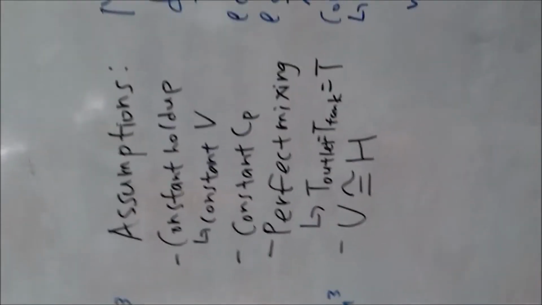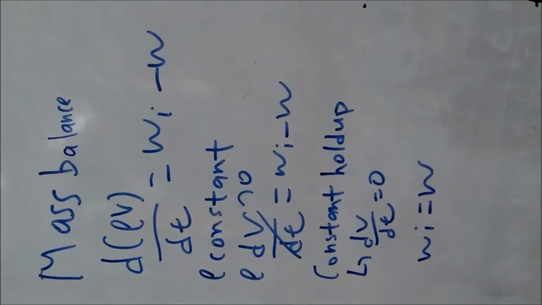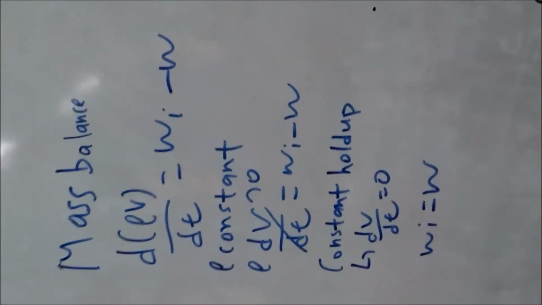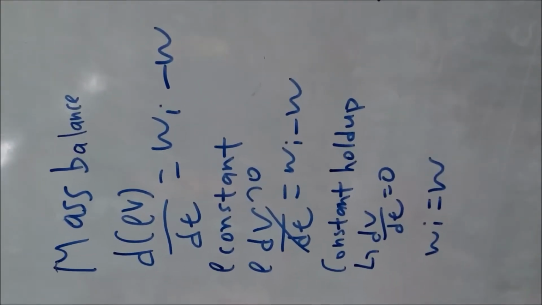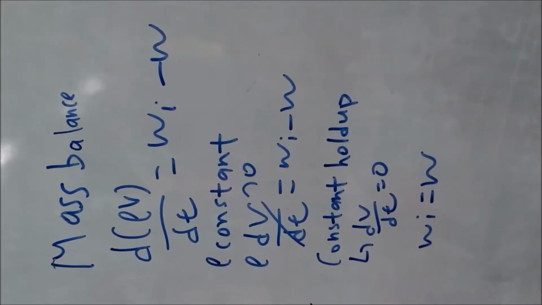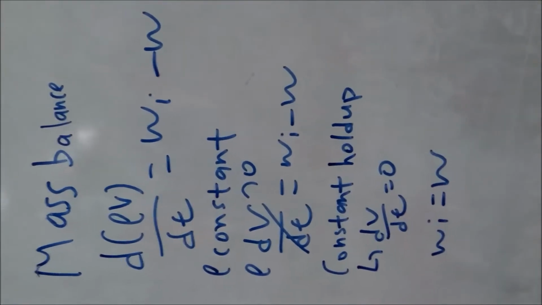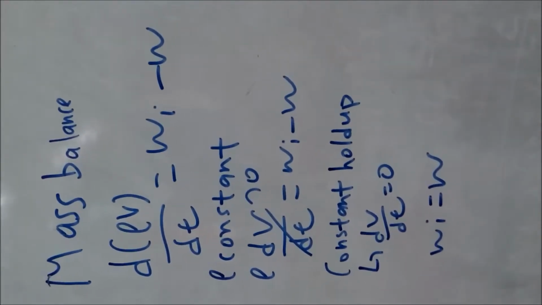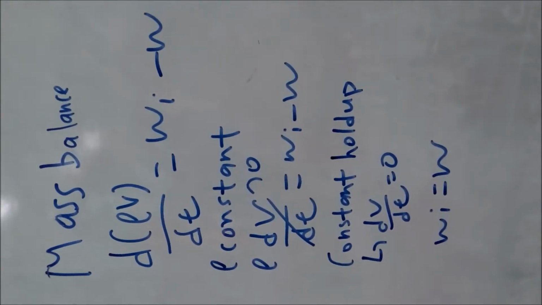Okay, let's move on. For the mass balance, we will start with d(rho V)/dt equal to Wi minus W. So since the density is constant, it can be taken out. So we get rho dV/dt below. Take note that because it is a constant hold up with constant volume, the dV/dt will be 0. Thus cancelling it, we will get Wi equal to W. Let's see the energy balance.